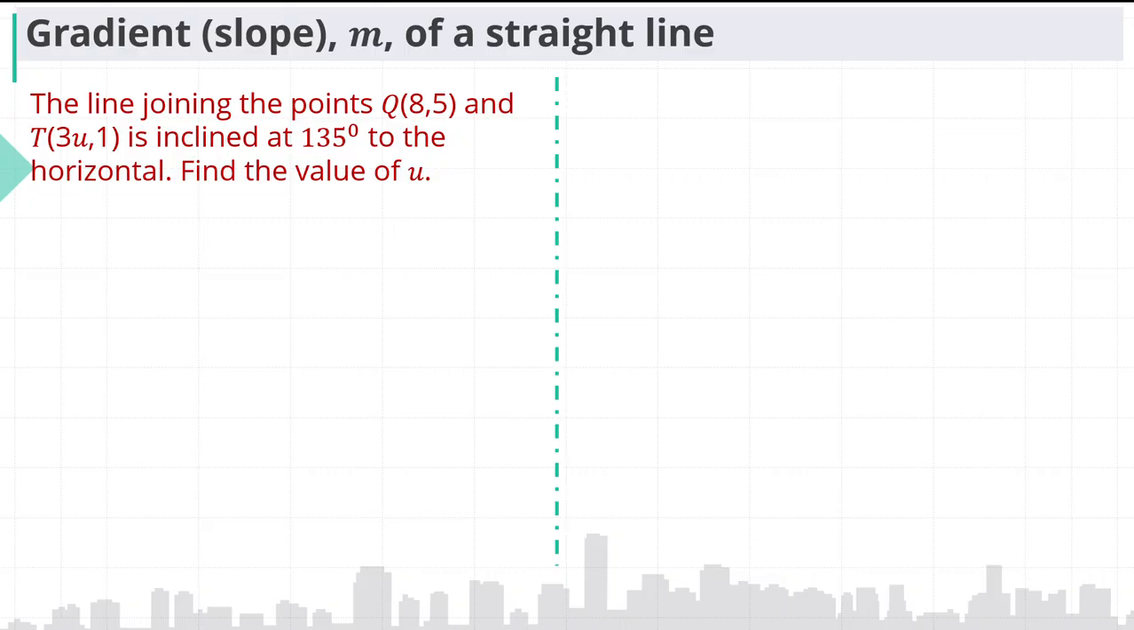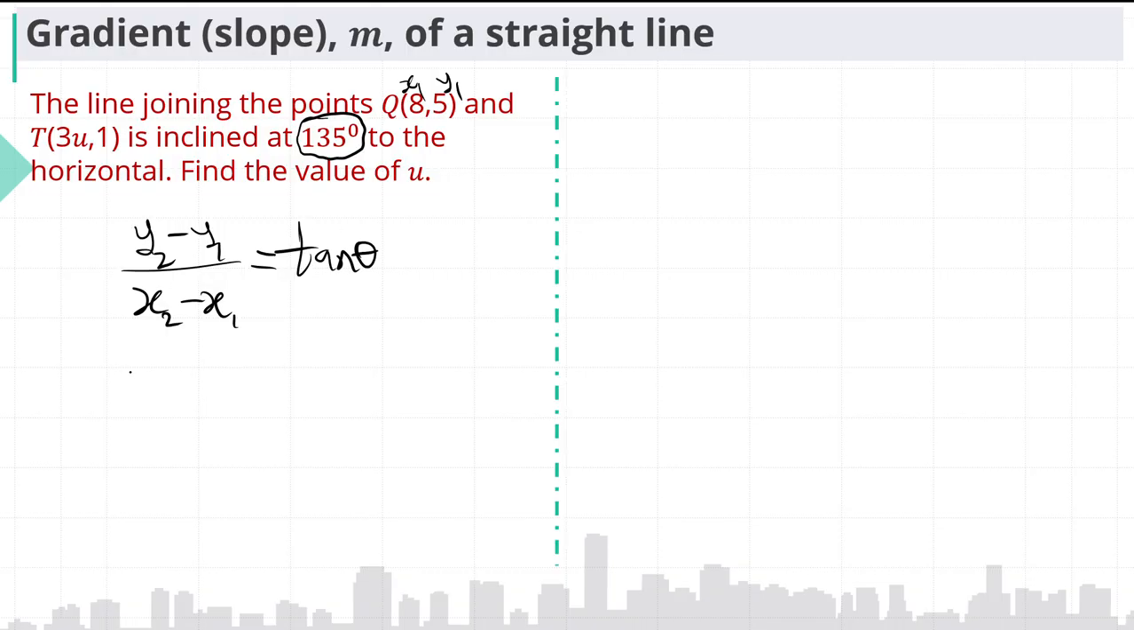Next question. The line joining the point Q and T is inclined at 135 degrees. Let the point Q be (x1, y1), let the point T be (x2, y2). Now we have been given the angle theta. So gradient equals y2 minus y1 divided by x2 minus x1, and we know that gradient is also equal to tan theta.